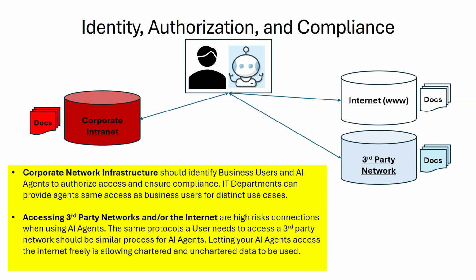AI agents should follow the same protocols as users when connecting to third-party networks or the internet, avoiding unregulated data use. Security measures include SSO, MFA, RBAC, encryption, consent management, and audit logging.